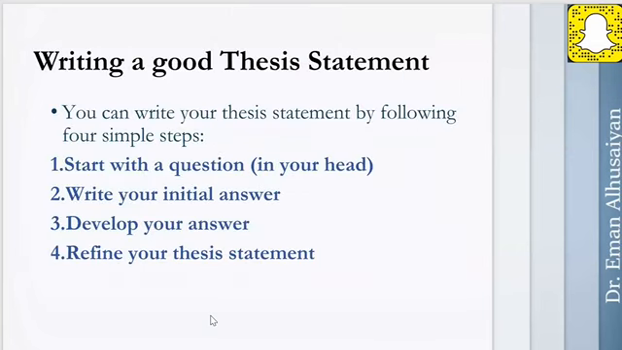Now, how can you write a good thesis statement? You can write your thesis statement by following 4 simple steps. Number 1, start with a question. And be careful. When I say start with a question, I mean in your head. Now, this is the pre-writing stage of your writing process. So never start your thesis statement with a question. Never include a question in your thesis statement. But you are going to ask the question in your head. You're going to try to find answers to that question in your head before writing.